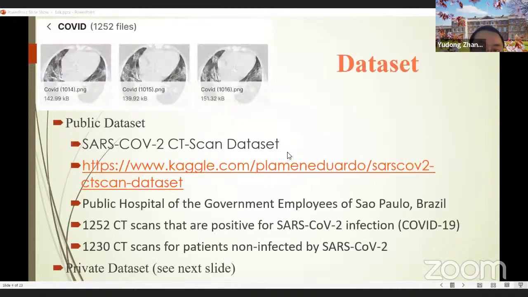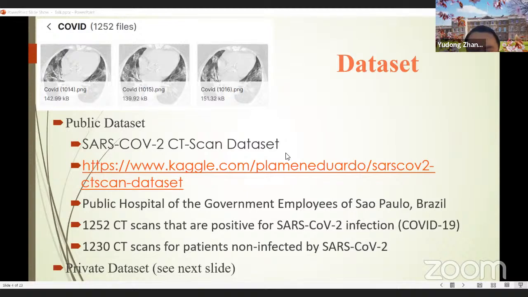Here, I will briefly show that we have chosen two data sets. One is the public data set called SARS-CoV-2 CT scan data set, which is uploaded on Kaggle, and everyone can download it. This data set is from a public hospital of the governmental employees of Sao Paulo in Brazil. There are over 1,200 CT scans that are positive, and also 1,200 CT scans for healthy people. These data sets are quite easy to diagnose.